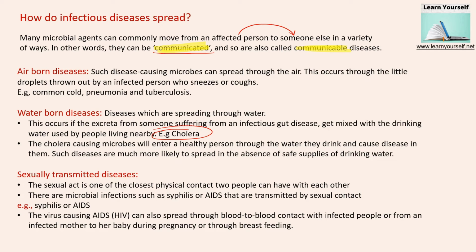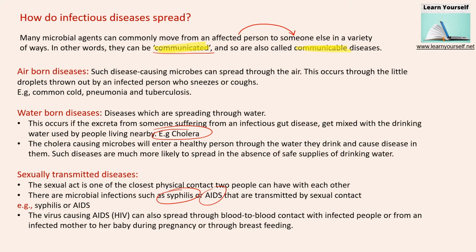Now sexually transmitted disease, because in this mode two people are in intimate contact with each other. The sexual act is one of the closest physical contacts two people can have with each other. There are microbial infections such as syphilis or AIDS that are transmitted by sexual contact. So sexually transmitted diseases include syphilis and HIV/AIDS. The virus causing AIDS can also spread through blood to blood contact.